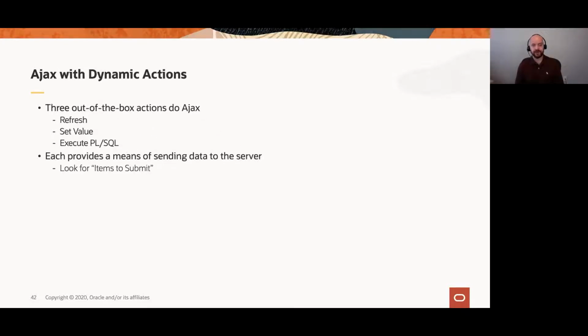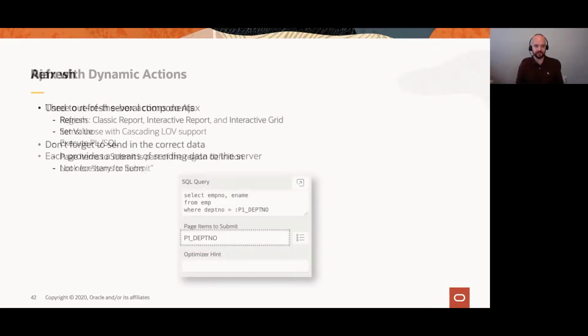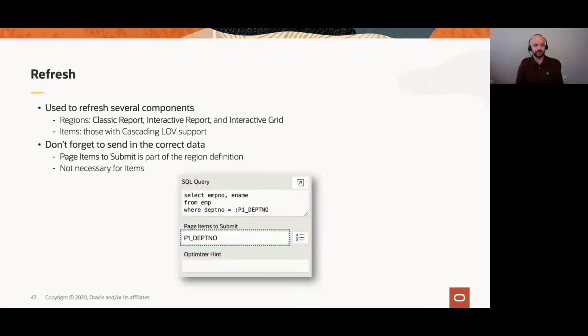There are 3 out-of-the-box options for AJAX in dynamic actions: refresh, just the most common, set value, and then execute PL/SQL. And each of these has a place where you can send in the correct data to get the correct response coming out. We'll take a look at each. So refresh can be used on either regions or items. And the example I have here is a report. So you see a SQL query for the region definition. And immediately below that, you see here the page items to submit.